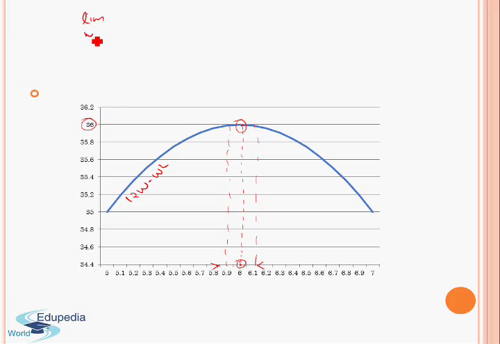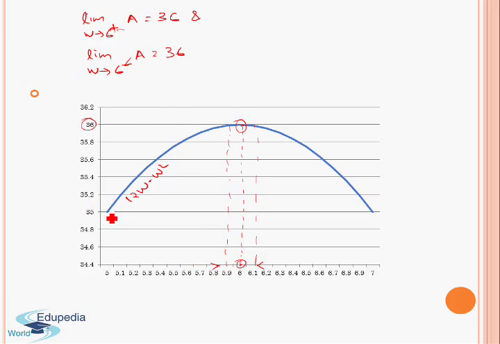That is, limit W tends to 6 plus A equals 36, and limit W tends to 6 minus A equals 36. This positive and negative indicates the direction in which we are approaching the limiting value. As we are approaching the limiting value from right hand side, we use a positive sign, and as we are approaching this limiting value from left hand side, we use a negative sign.